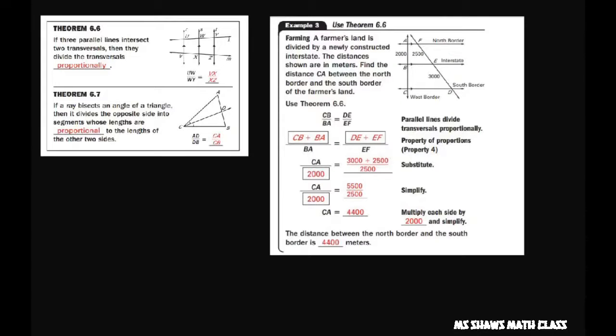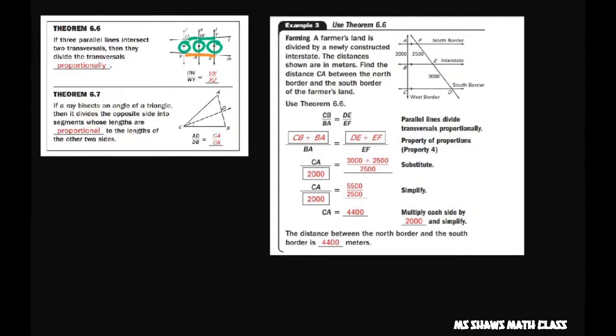And for this one, we have some more theorems. So if we have 3 parallel lines intersect, then they divide the transversals proportionally. So we're looking at this inside part. UW over WY equals VX divided by XZ.